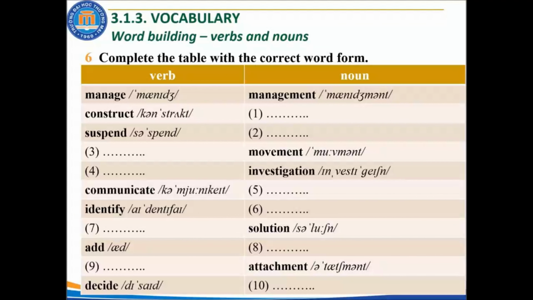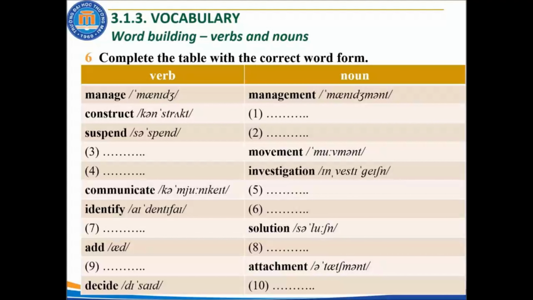Now let's practice. Complete the table with the correct word form. You see that the first line was done for you. Manage is a verb and management is a noun, right? Okay, so now let's spend some time doing the exercise. Have you finished? Now let's check the answers together.